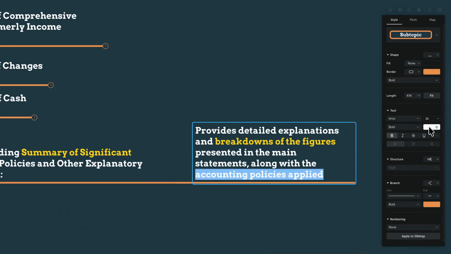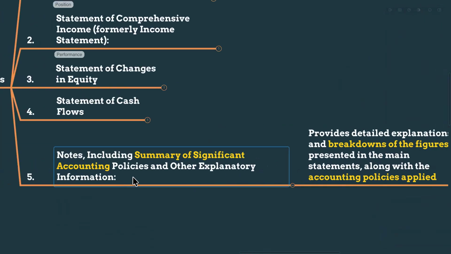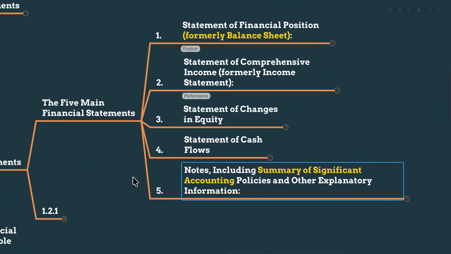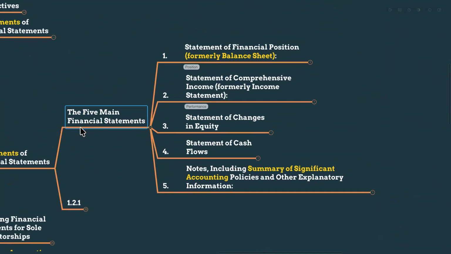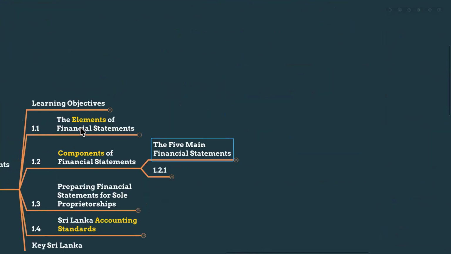So we will say these are the accounting policies we applied in inventory valuation. Like that, we have to give notes, a summary of significant accounting policies, and other explanatory information. That is also one of the types of financial statements, right? So these are the five financial statement components, my dears.